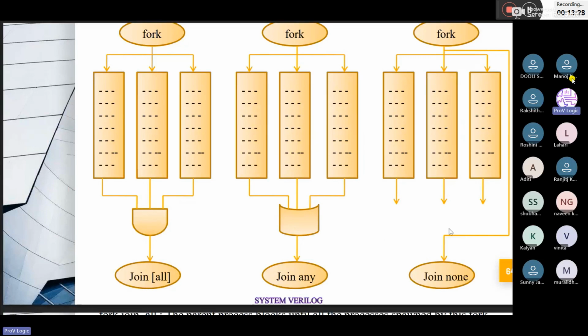Join none, if you see here, on execution of the fork it automatically comes out of the loop. These statements will not execute within the fork join. It comes out of the loop. After coming out of the loop, if you want to print, you can, or else you can avoid it.